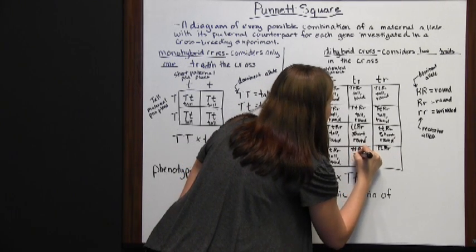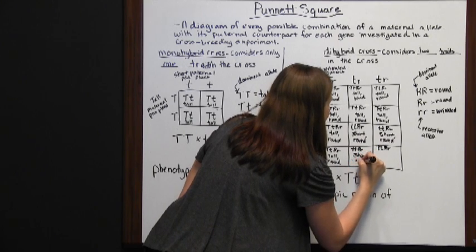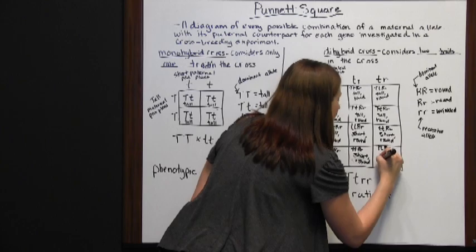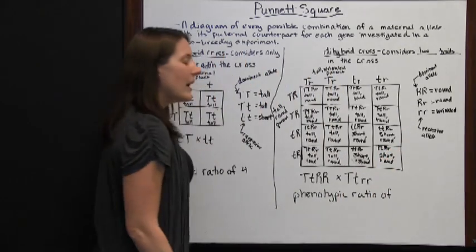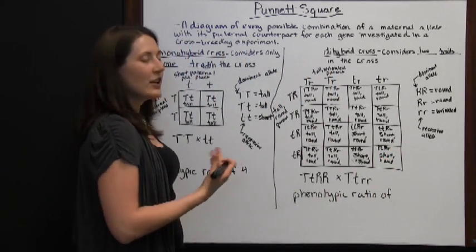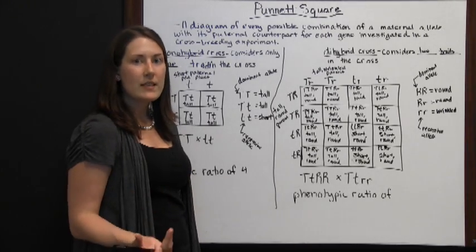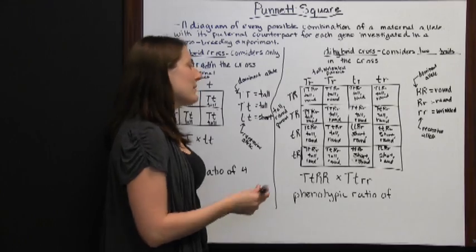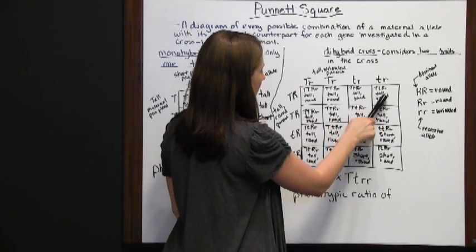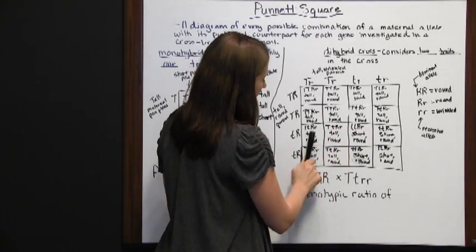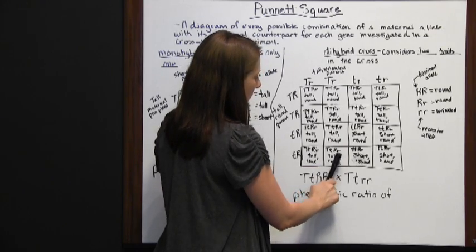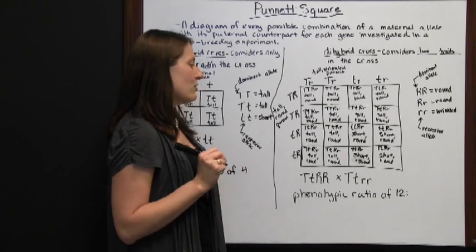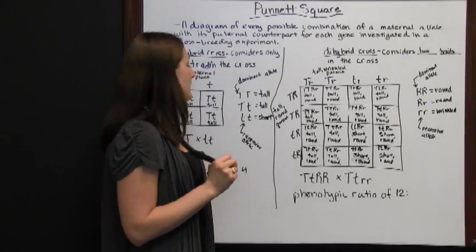Short and still round, and then short and round. So now we want to do our phenotypic ratio. We want to say how many of them look the same. So we know we have a lot that are tall and round, so let's count and see how many we've got. 1, 2, 3, 4, 5, 6, 7, 8, 9, 10, 11, 12. So we've got 12. The majority of our plants are going to be tall with round peas.